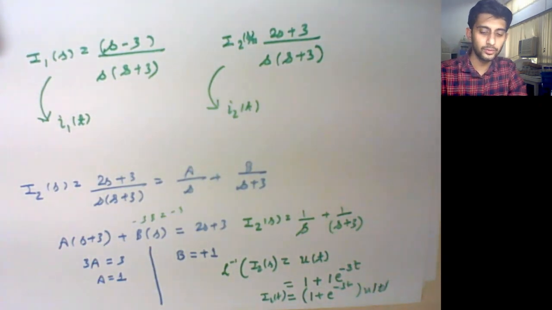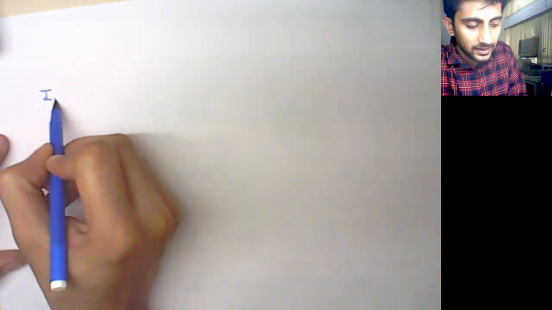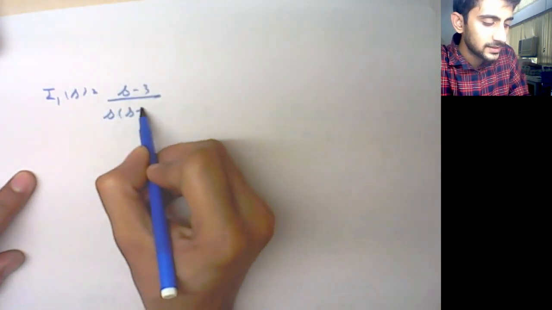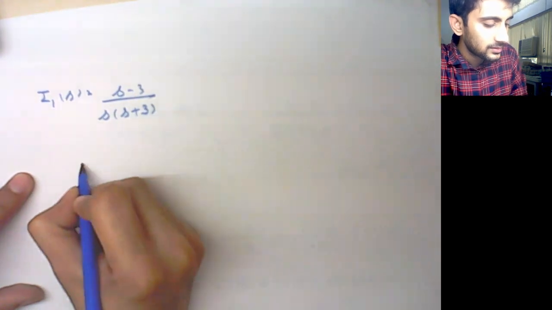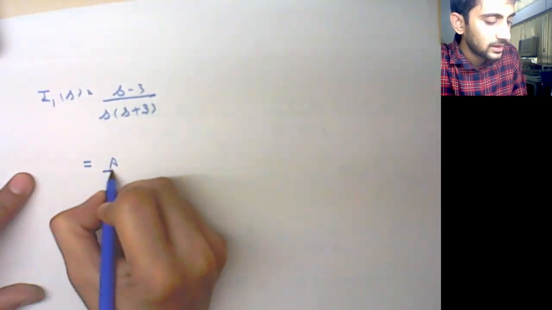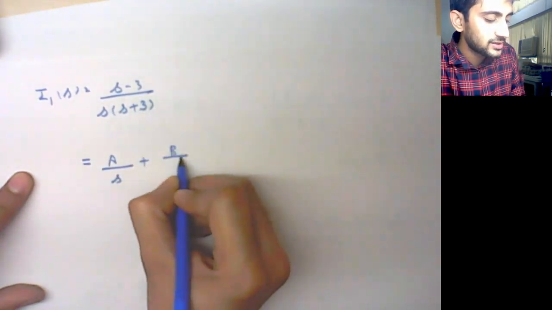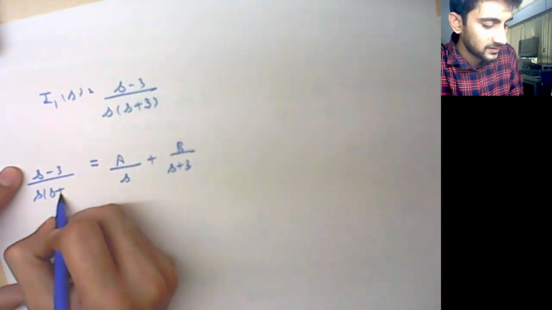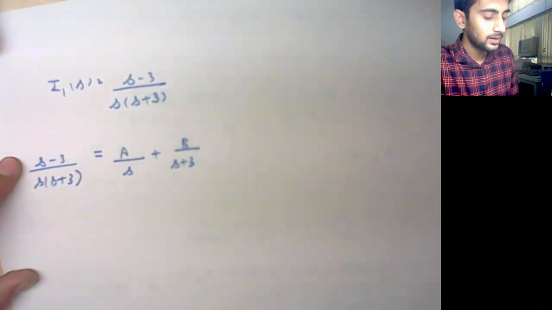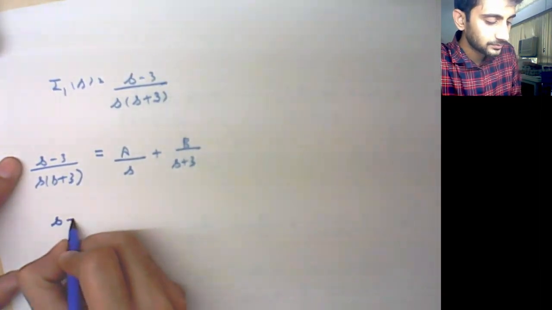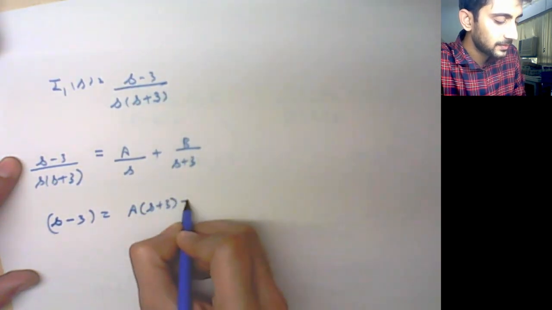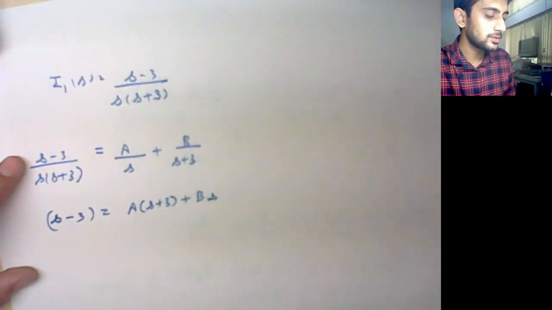Now, what is going to be the value of I1(t)? For I1, as I told you, we calculated I1 of S equals (S − 3)/(S + 3). By a similar argument, you can take it as A/S + B/(S + 3), which is equal to (S − 3)/(S + 3). Using that, I can write that S − 3 has to be equal to A(S + 3) + B·S, taking S equals to 0.